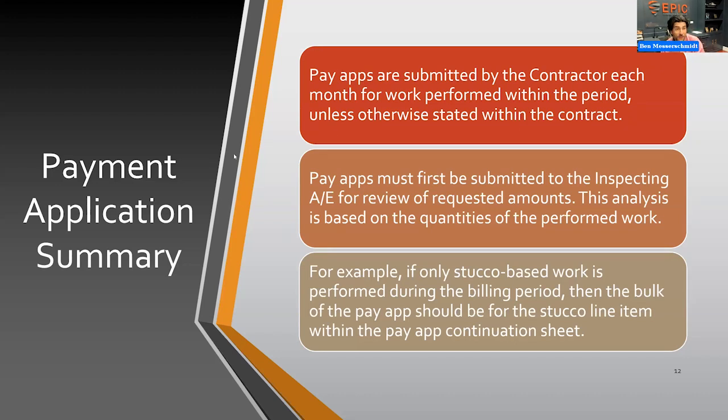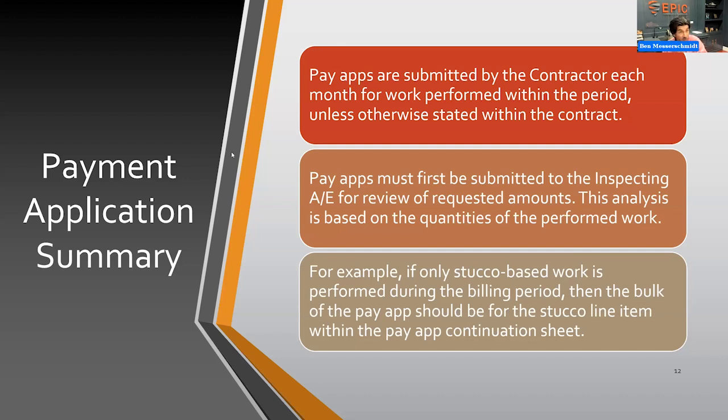Okay, so now moving over to pay apps. So these are going to be submitted by the contractor each month for work performed within that pay period, unless it's otherwise stated in the contract. Like I previously stated, like if there's going to be a certain percent down, or they're going to bill you twice a month, or what have you, something exceptionally unique. But generally speaking, it is just going to be once a month.